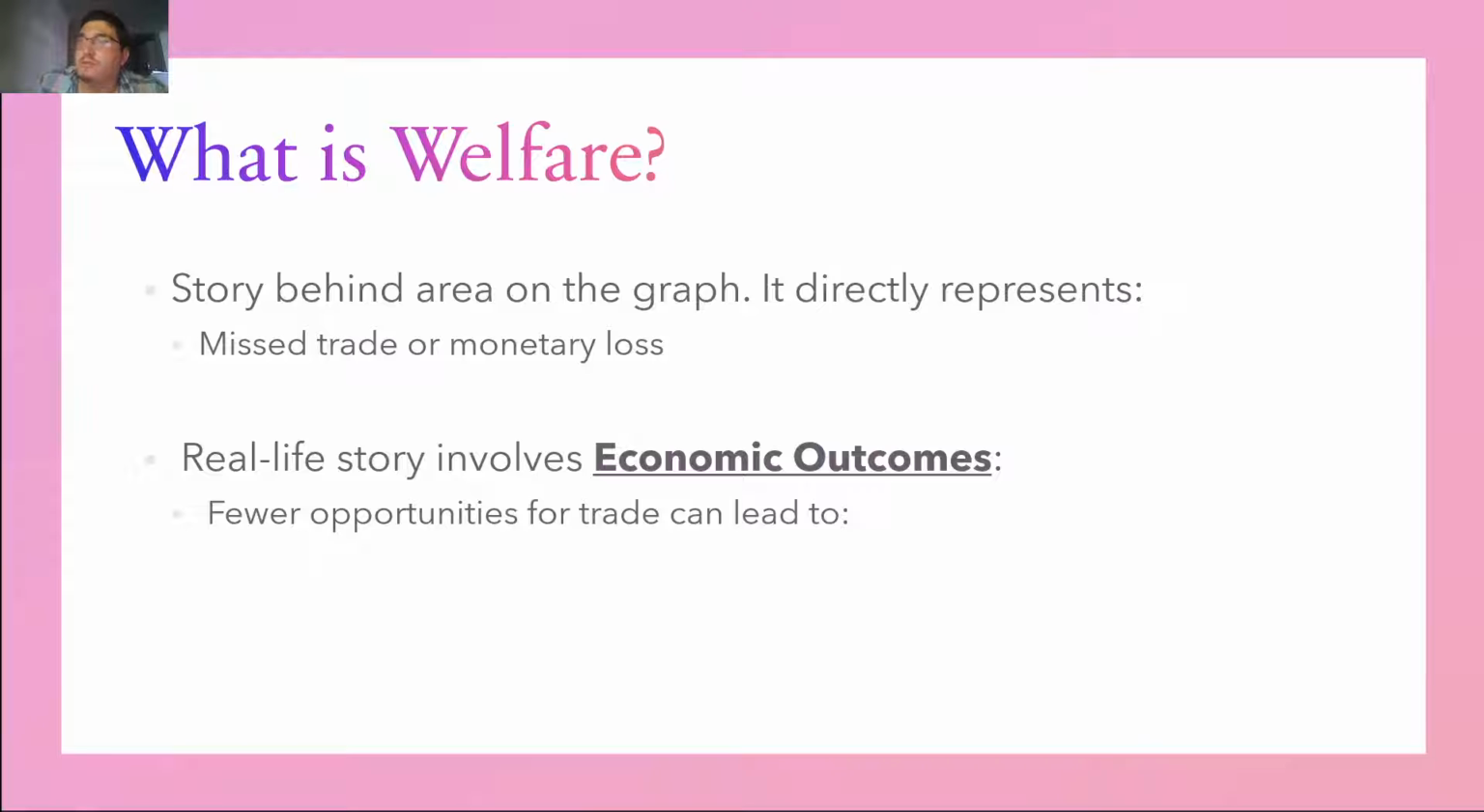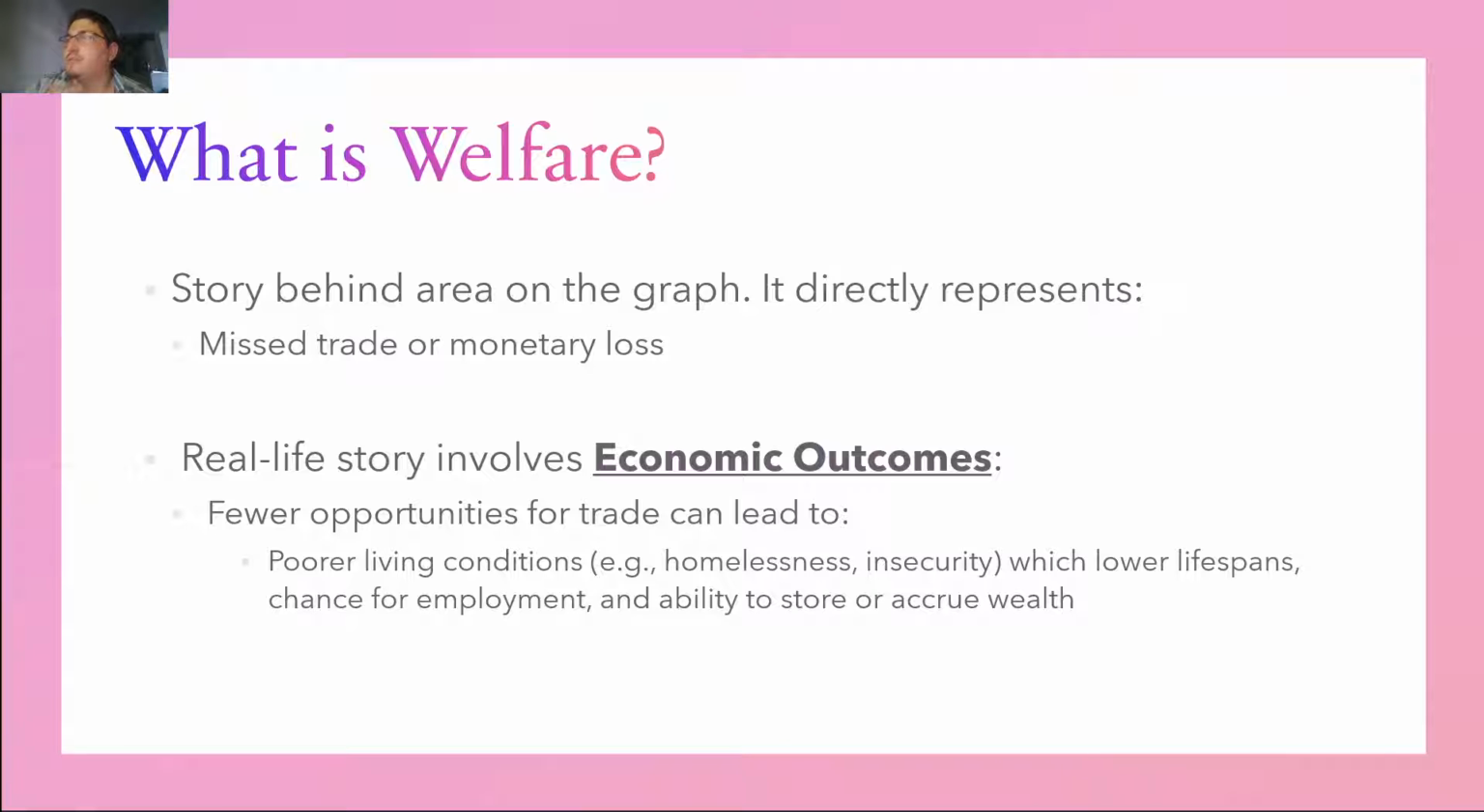Primarily, these are going to be anything that leads to limited opportunity, less opportunity for an individual, less choice. That's going to be a negative economic outcome. And again, we formally define this in lecture 3. So fewer opportunities to trade, fewer opportunities for exchange. It's going to often lead to poorer living conditions, which can lower lifespans, cause homelessness, insecurity. It can lower your chance for employment, and it can actually hinder your ability quite substantially to store or accrue wealth if you have these poor living conditions.